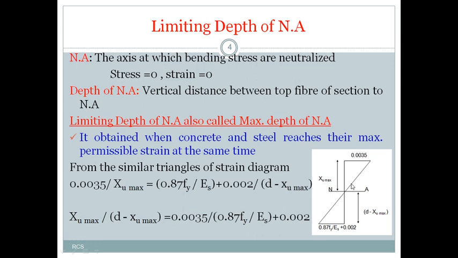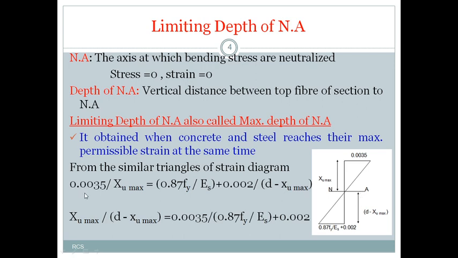If you write the principle of similar triangles, this width by this depth is equal to this width by this depth. As we know, the effective depth of this member is small d. If I deduct XU max from that, we get the depth of the tension zone, that is d minus XU max. Applying similar triangles: 0.0035 by XU max is equal to 0.87 Fy by Es plus 0.002 whole by d minus XU max.